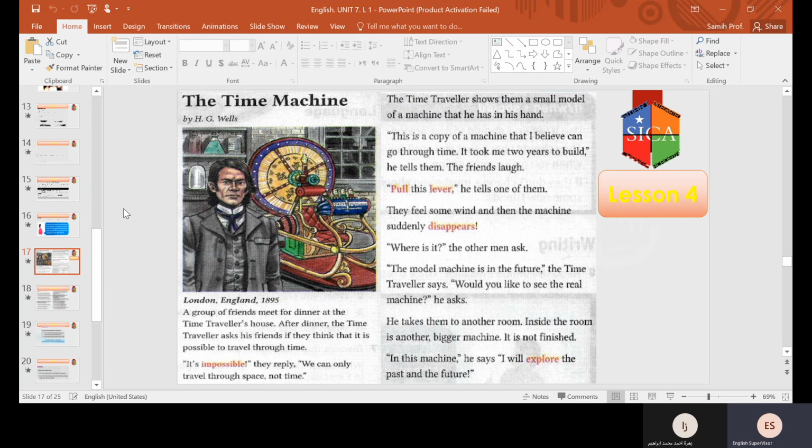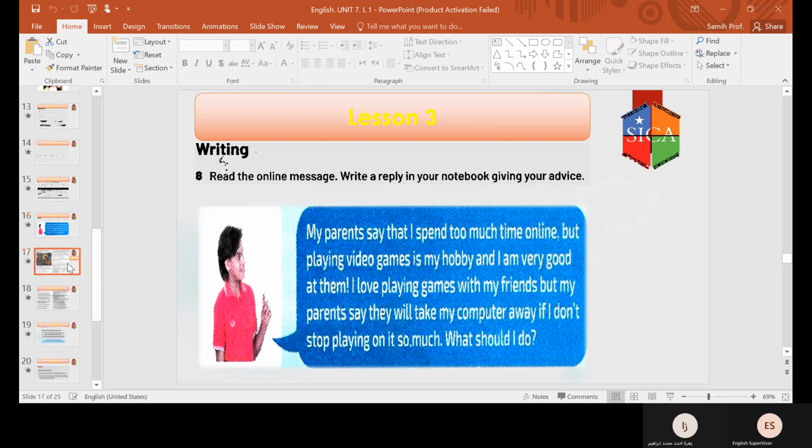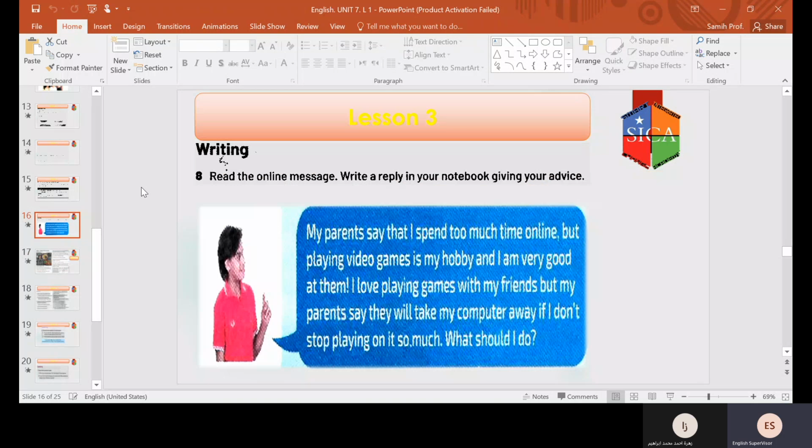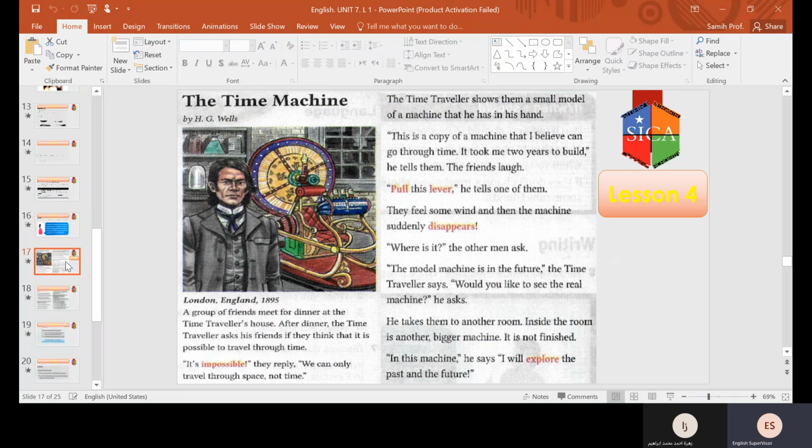Here we have a passage in lesson 4, because actually I gave a homework about lesson 3, which is to write a reply after reading the online message in front of you, giving your advice. But I'm sure that Abdelhamid did it, but he doesn't attend yet. Anyway, let's go to lesson 4. Zahra, would you please read?